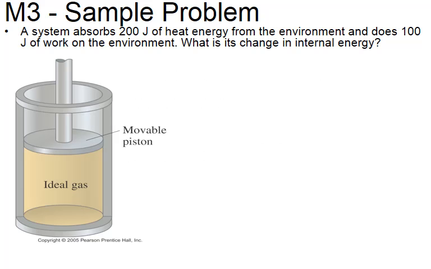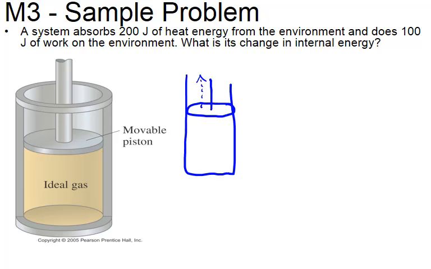So with this one, the system absorbs 200 joules of heat from the environment and does 100 joules of work on the environment. So it expands. What is the change in internal energy? As you draw these out, you can just draw a simple one like this, where you have the piston inside the cylinder, and the gas is expanding, so the piston goes upwards, and it's receiving 200 joules of heat. So go ahead and use the first law of thermodynamics, and calculate the change in internal energy for this system.